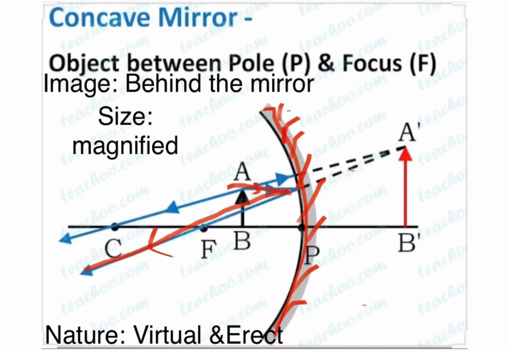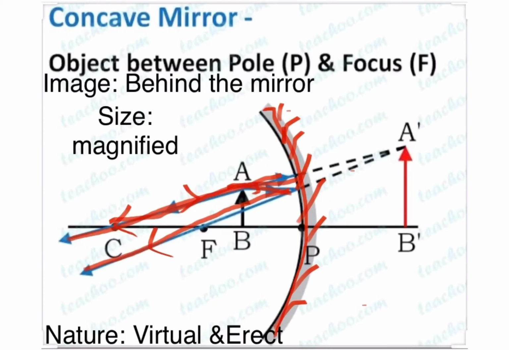Now the second ray, which is passing through the center of curvature. This is the ray which is passing through the center of curvature and it is getting reflected along the same path. So this is the incident ray and this is the reflected ray. Now you can see that they can't meet in front of the mirror.